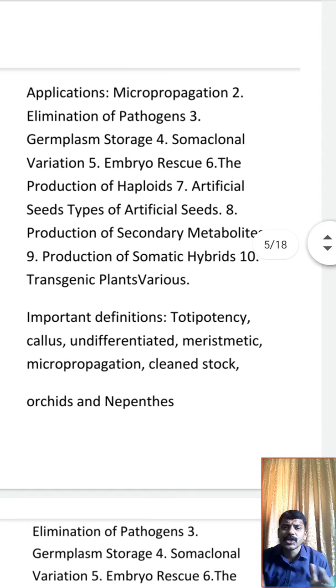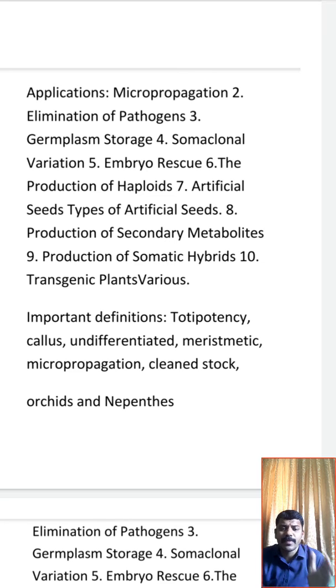So what are the applications of tissue culture? The first one is micropropagation. The asexual and rapid reproduction of various clones of a tree is called micropropagation, and this is commercial.